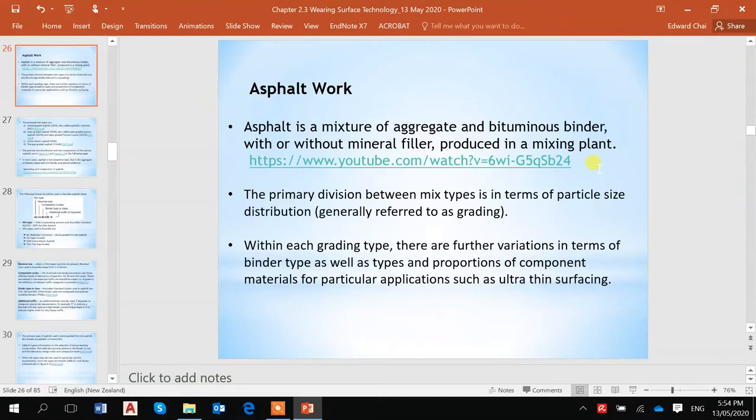So in the video it says that instead of using the term bitumen, they use liquid asphalt, which is the terminology they use in North America. Okay, let's have a look at the video.